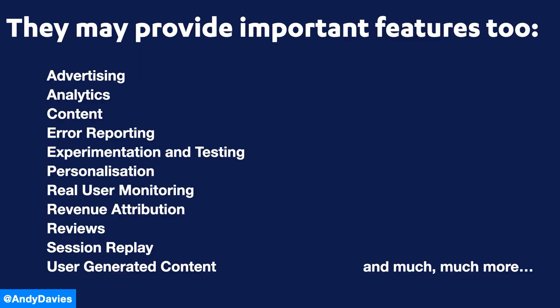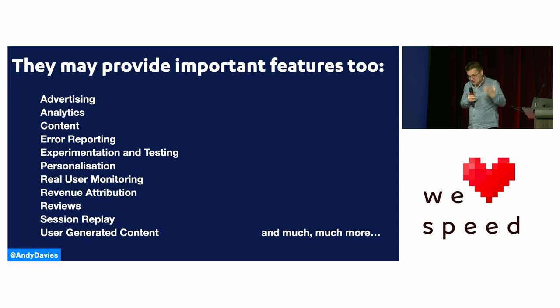But as much as third-party tags are a challenge and they can create performance problems, they also provide important features. You know, they provide us with things like advertising so we can monetize our site. In some cases, they provide user-generated content, so shopping sites where people send images of them wearing the clothes, for example. We do reviews, things like Hotjar for session replay. So they provide lots and lots of important features, and we still need them.